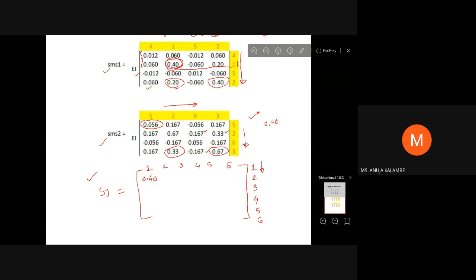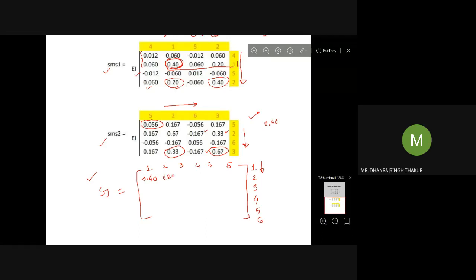1 to 2, SMS 1, SMS 2. 0.20. Okay. So 1 to 2 is 0.20. There will be no combination of 1 to 2 in SMS 2.